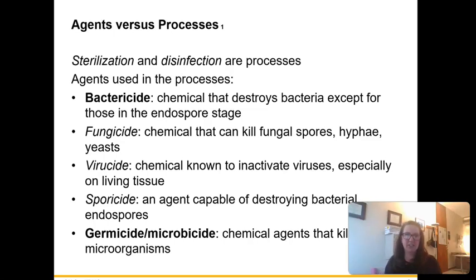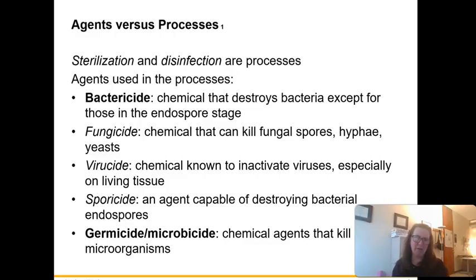Fungicide is essentially a chemical that will kill fungal spores and hyphae, and there are specialized cells of some fungi in a particular group, and we call these the yeasts. So fungicides kill spores, hyphae, and yeasts. Viricide, clearly going to kill or inactivate viruses, and we're especially thinking about on living tissues. Sporicide, an agent capable of destroying bacterial endospores. And then lastly, just kind of a broad term, germicide, a microbicide, chemical agents that kill microorganisms.